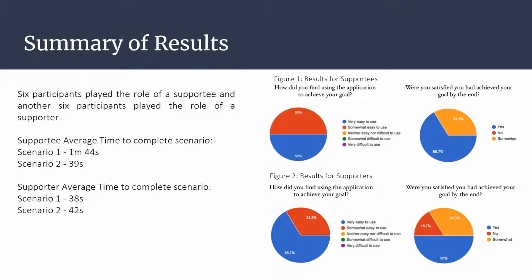Moving on to the charts on the right, we can see that all participants across both roles said the app was either very easy to use or somewhat easy to use, which mirrors the results of the average time taken to complete the scenarios. And the majority of the participants in both groups also found that they had achieved their goal by the end, with only a small percentage in one of the groups saying they didn't feel they had, which they said was due to a lack of any confirmation dialogue in the app, as we will mention in the challenges section in a moment.